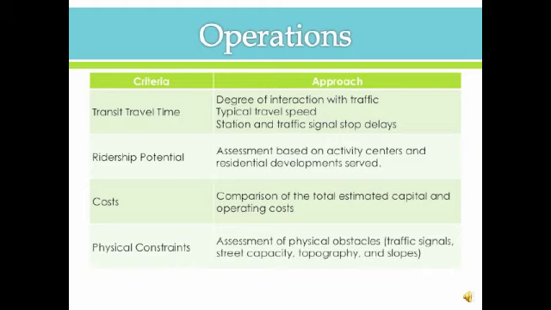Evaluation criteria associated with the connector system operations include the 4 items noted on this slide. Transit travel time looks at the time necessary to complete end-to-end and round-trip travel along the proposed alignment, considering traffic congestion, traffic signals, and speed limits. Ridership potential looks at the forecasted level of ridership that would be served by a connector system operating on each alignment. Cost examines the potential capital and operating costs for each alignment.